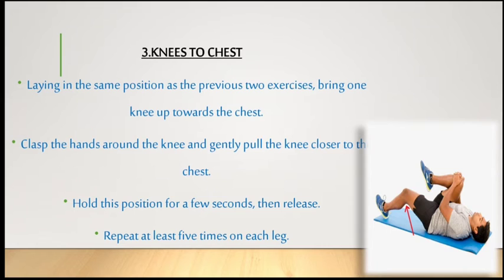The first step of the knee to chest exercise is lying in the same position as the previous two exercises. Bring one knee up toward the chest. First step is lie on your back support in normal lying position. Then second step, clasp the hands around the knee and gently pull the knee closer to the chest.